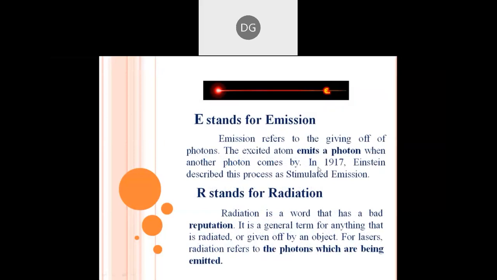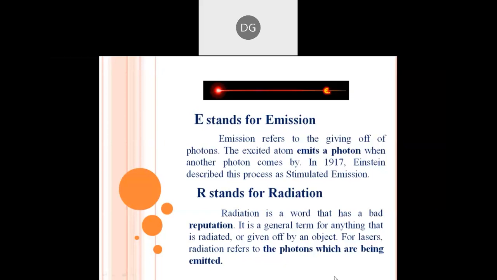E stands for emission. Emission refers to giving off photons. The excited atoms emit a photon when another photon comes by. In 1917, Einstein described this process of stimulated emission. Then R stands for radiation. Radiation is a word that has a bad reputation. It is a general term for anything that is radiated or given off by an object.